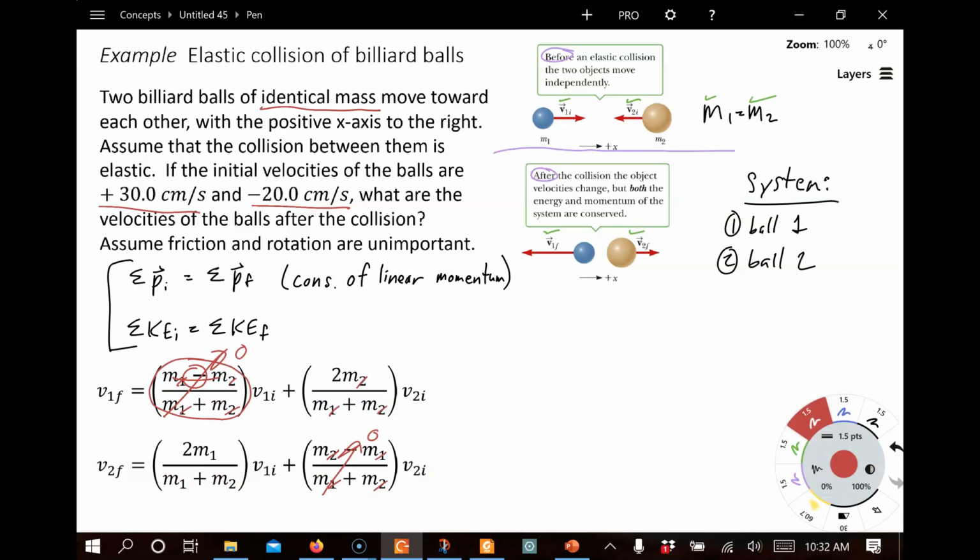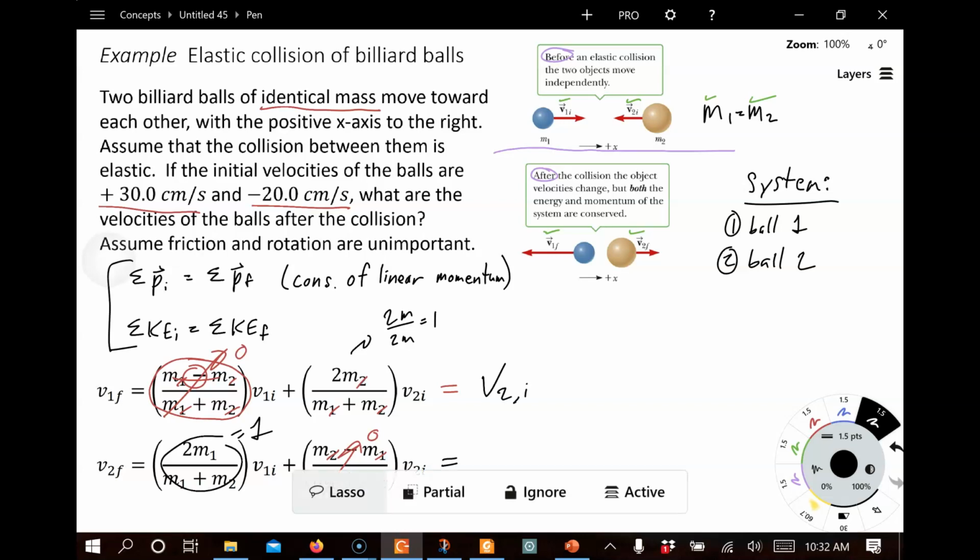Finally, let's look at the other mass term here. These are all the same, right? So I got 2m divided by an m plus an m. In other words, this is 2m divided by 2m. That just equals 1, right? So actually, the only thing we have left here is the velocity of ball 2 initial. And by similar logic over here, this whole thing equals 1 also, 2m divided by 2m. And we're going to end up with this value. The only thing left is v ball 1 initial.